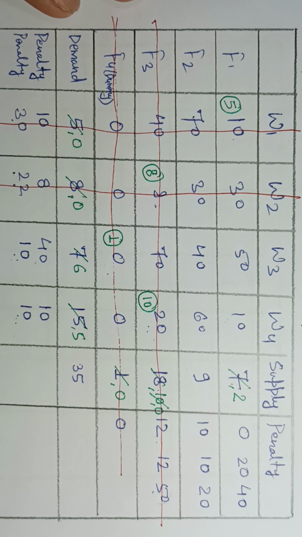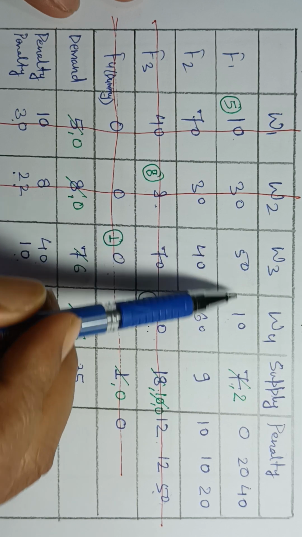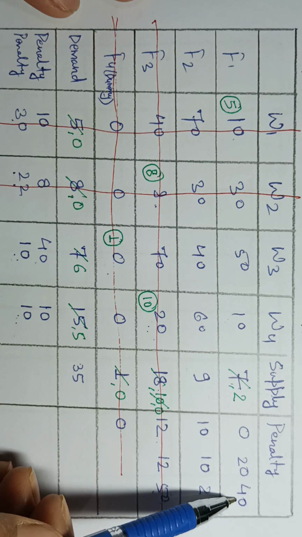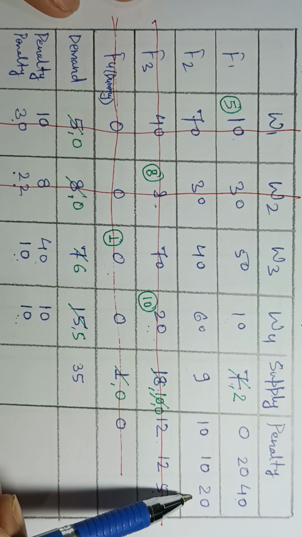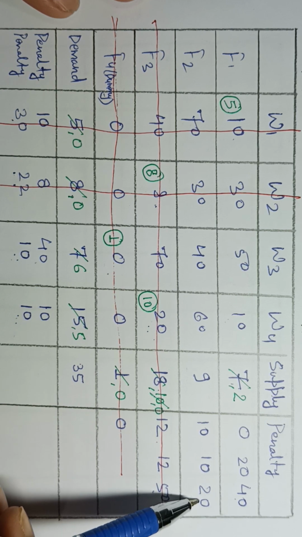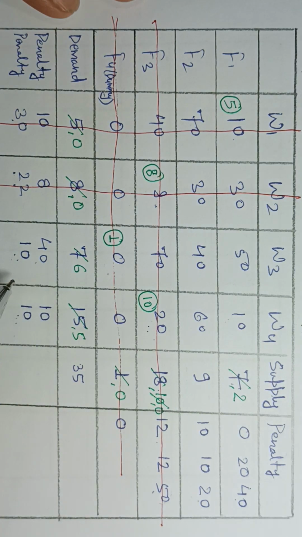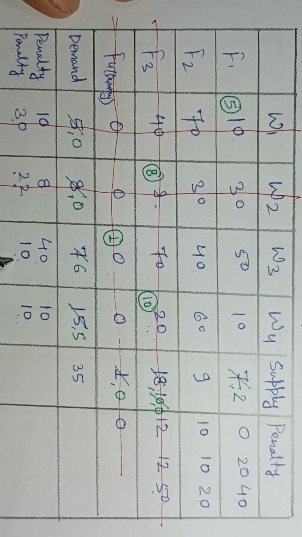Now we will calculate again the penalty for each row and column. So here see 50 and 10, the penalty would be 40. 60 and 40, penalty would be 20. This will remain the same, because we have struck out this row. Now we will calculate for columns. So 50 and 40, this is 10.